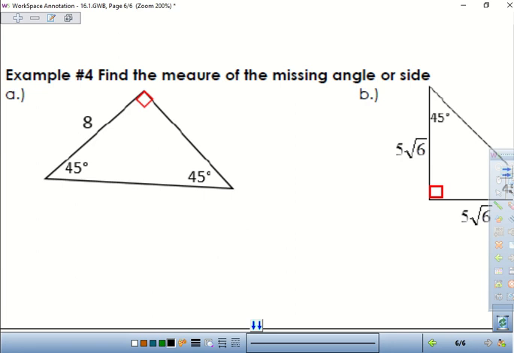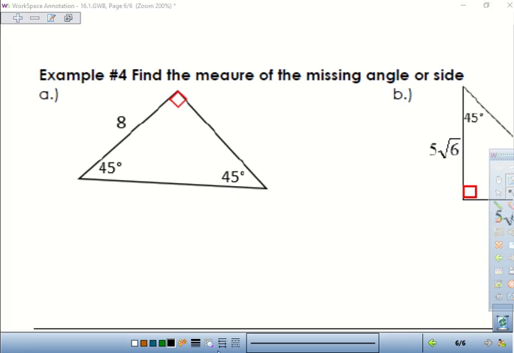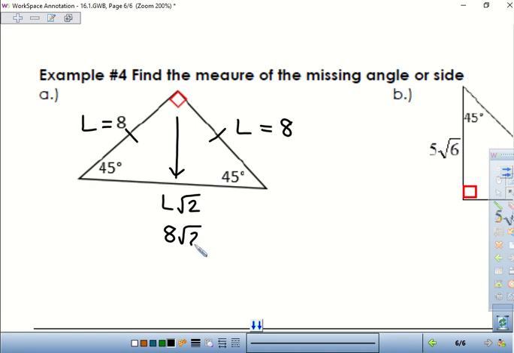So with a 45/45/90, here's how the setup is always going to be. The two legs, because it's a right isosceles, they're the same, and you're always going to call these L. And then the hypotenuse is always whatever L is times radical 2. That's the rule for the 45/45/90. So, if I know that this side is 8, what does that mean this side must also be? 8. And I know then this side must be 8 radical 2. It's just whatever the other side is times radical 2.